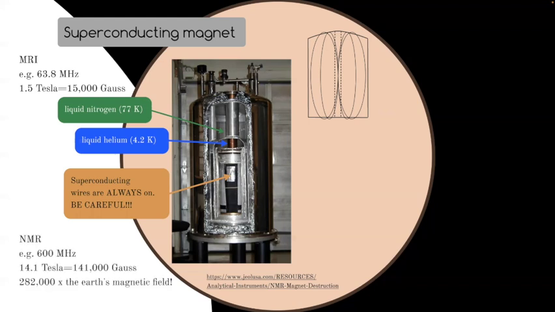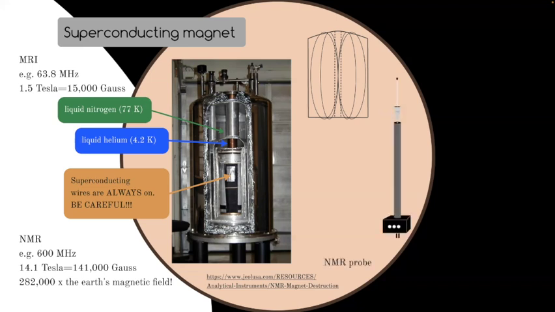We usually use bigger magnets for nuclear magnetic resonance for chemical analysis. A typical NMR system is 14.1 Tesla, for example, or 141,000 Gauss. This is over 280,000 times the strength of the Earth's magnetic field, really strong. In this system, a proton would resonate at 600 megahertz.